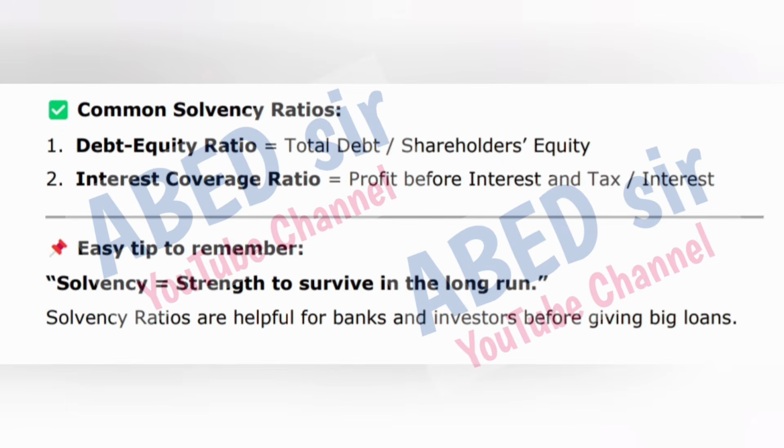Common solvency ratios. 1. Debt-equity ratio is equal to total debt / shareholders' equity. 2. Interest coverage ratio is equal to profit before interest and tax / interest. Easy tip to remember. Solvency is equal to strength to survive in the long run. Solvency ratios are helpful for banks and investors before giving big loans.